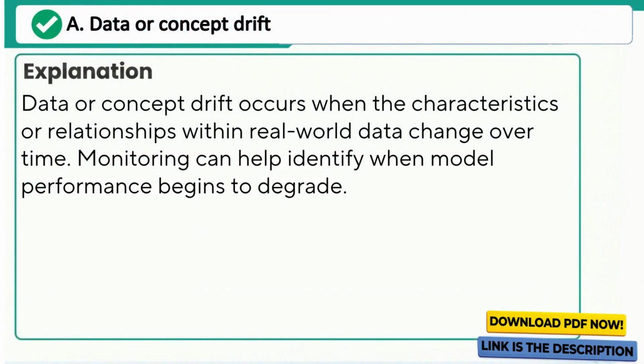Correct answer. A. Data or concept drift. Explanation. Data or concept drift occurs when the characteristics or relationships within real-world data change over time. Monitoring can help identify when model performance begins to degrade.